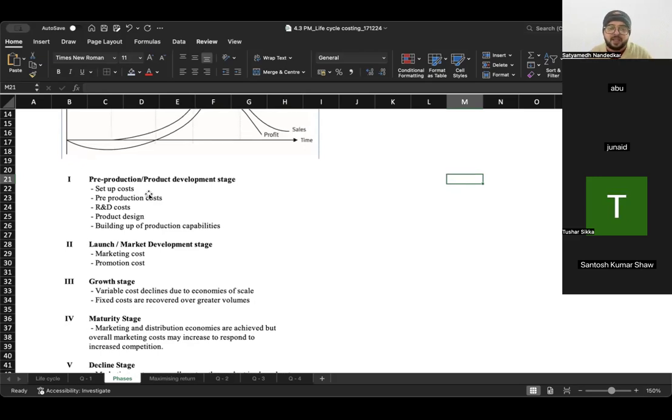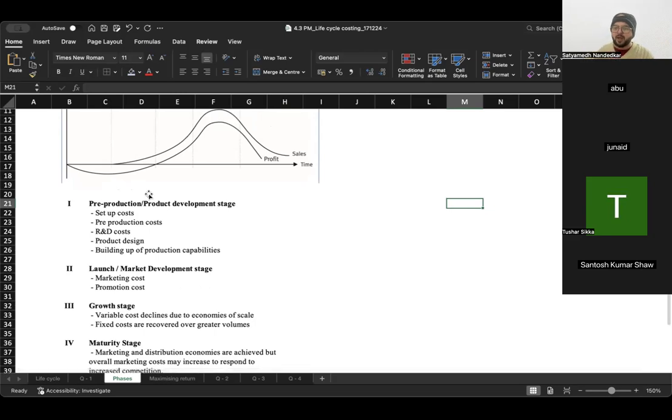And the last stage is, now the product has become outdated. There are better variants, there are nicer variants that are available in the market. So the demand for the product has declined, and the number of units produced also might go down because the demand for the product is not there.